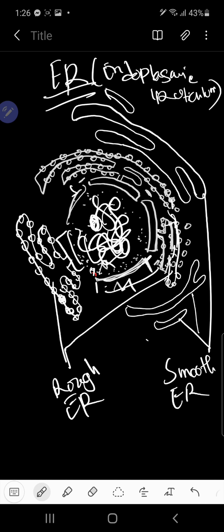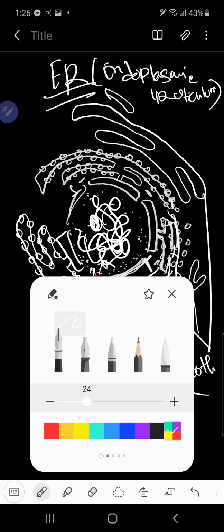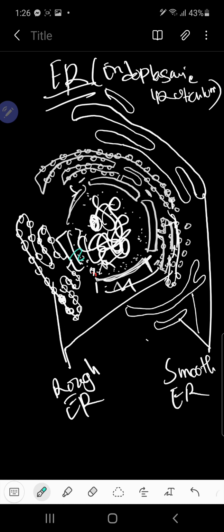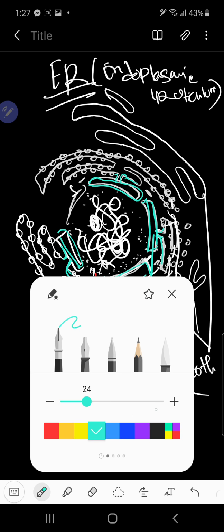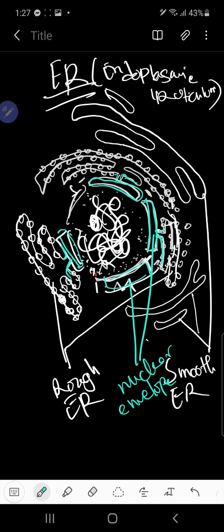One important thing you have to notice is that this endoplasmic reticulum is actually continuous with the nuclear envelope. So this is our nuclear envelope, these ones here, which you can see. These endoplasmic reticulums are actually continuous with the nuclear envelope, as you can see. That's an interesting thing to know.